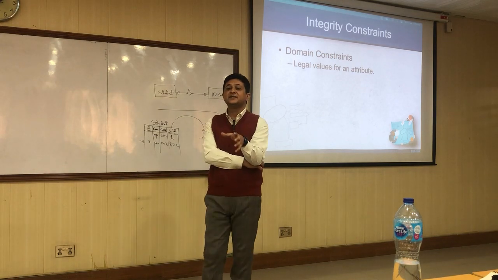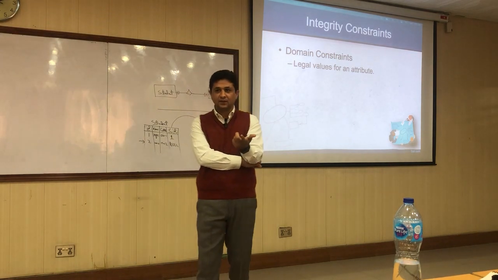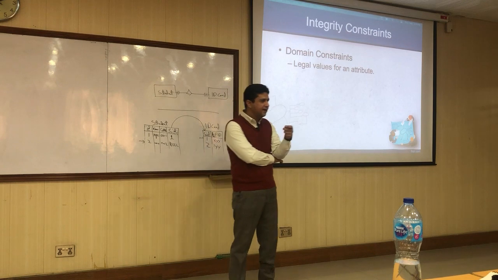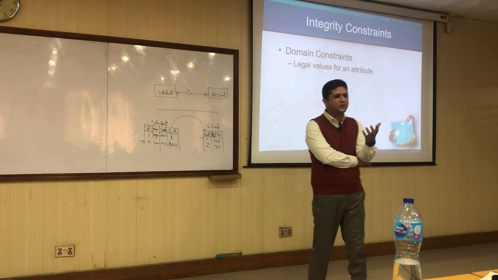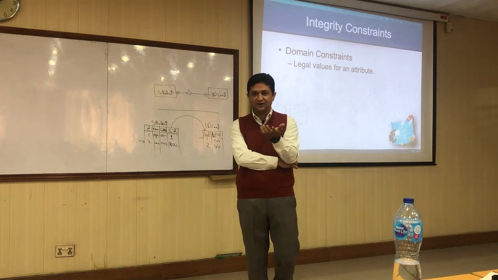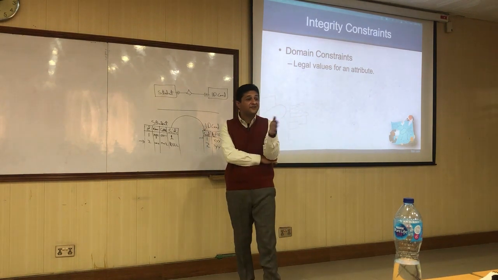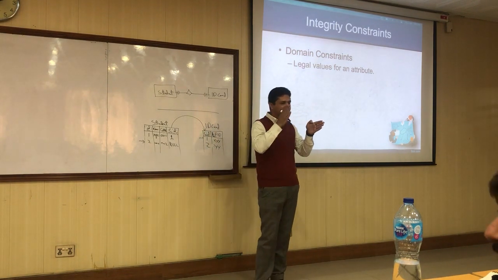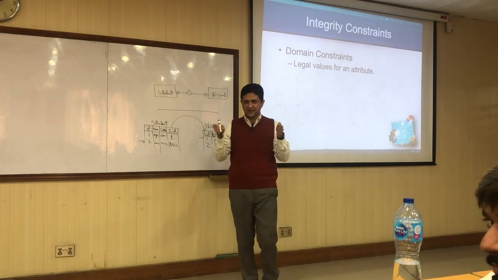Second type of integrity is referential integrity. ठीक है, इसके नाम से जाहिर है, this constraint is basically related to the referential thing. And what is that? That is the reference thing, the primary key and the foreign key relationship, right?